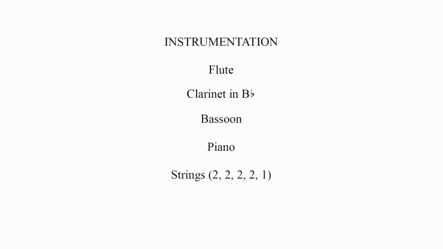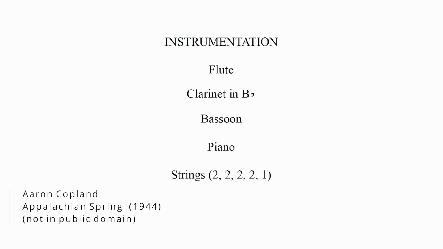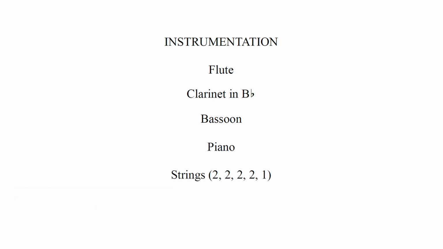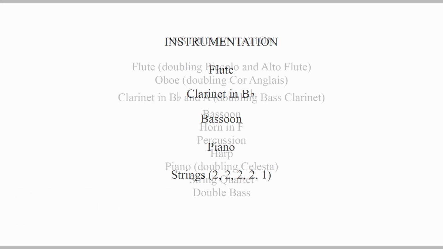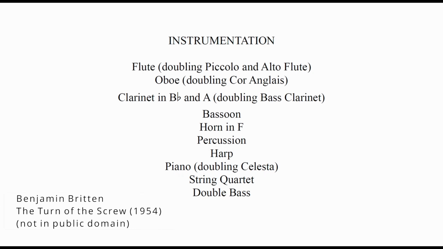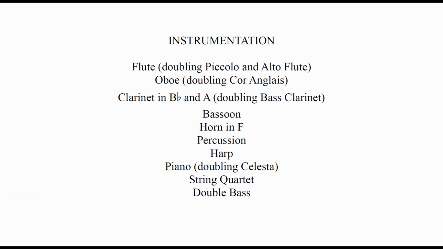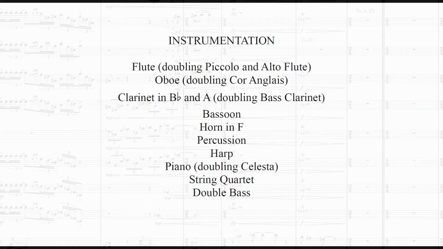Some composers and orchestras opted for a more intimate sound in the form of a chamber orchestra. The original orchestration of Copland's Appalachian Spring featured just 1 flute, 1 clarinet, and 1 bassoon. Britten's chamber opera, The Turn of the Screw, featured 1 flute, 1 oboe, 1 clarinet, and 1 bassoon, with piccolo, alto flute, English horn, and bass clarinet doubles.